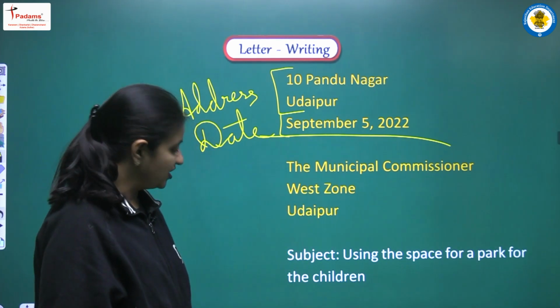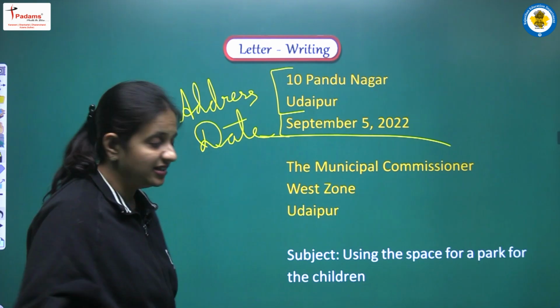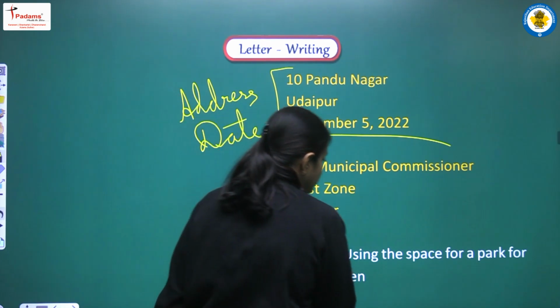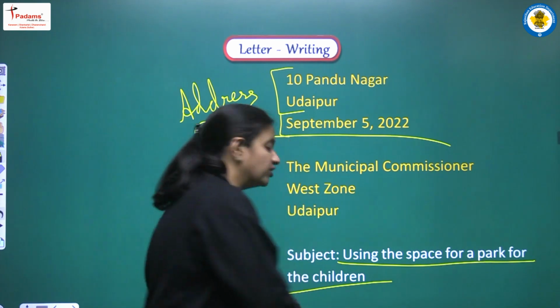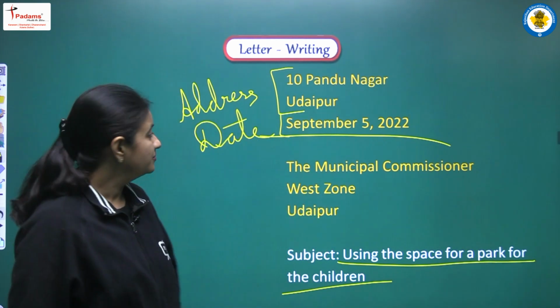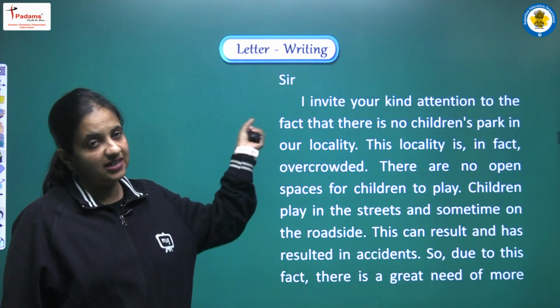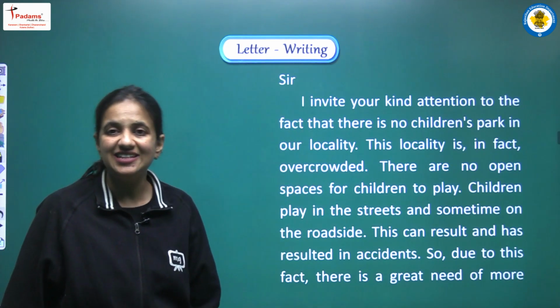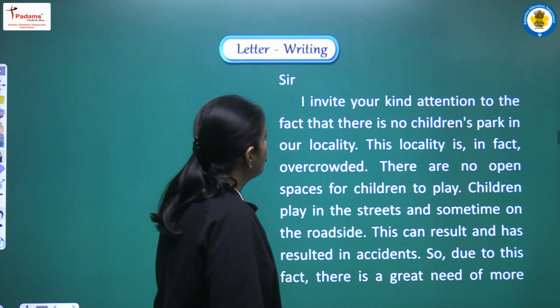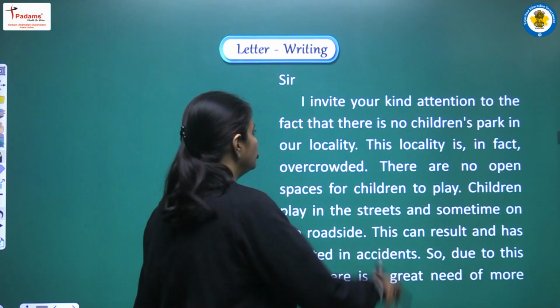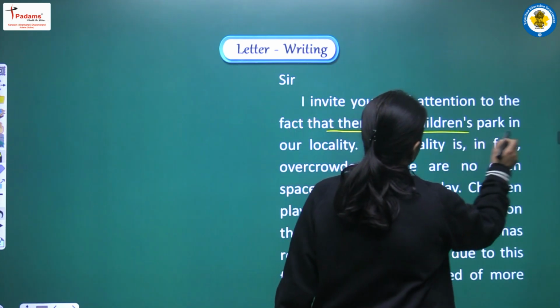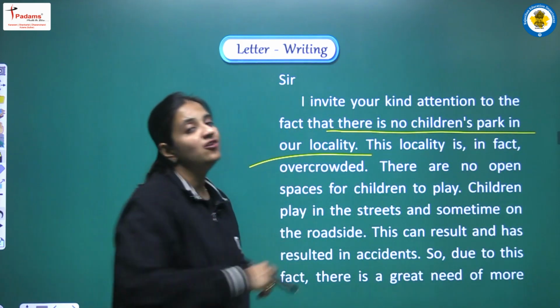Next we are writing the subject. So what is the subject? We can say it is the purpose of writing this letter. Subject is using the space for a park for the children. So we are addressing the municipal commissioner as Sir, and now let's see how we can write this letter. I invite your kind attention to the fact that there is no children's park in our locality.